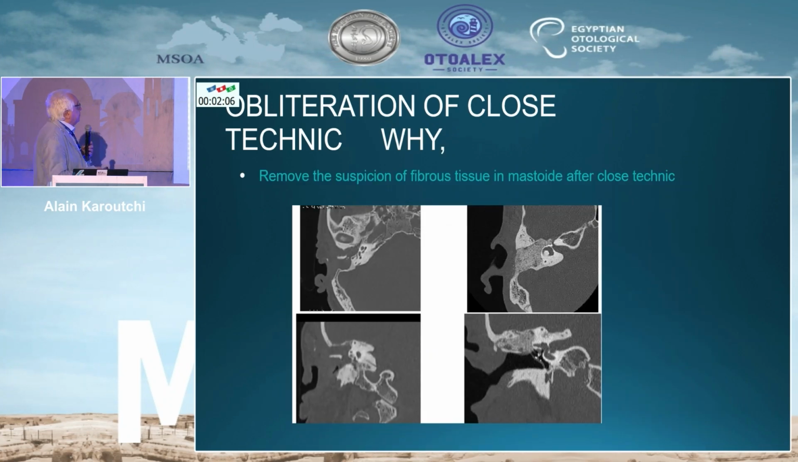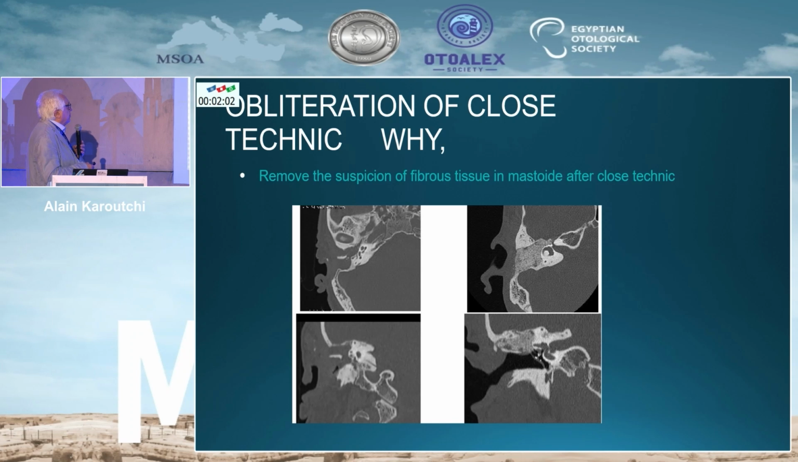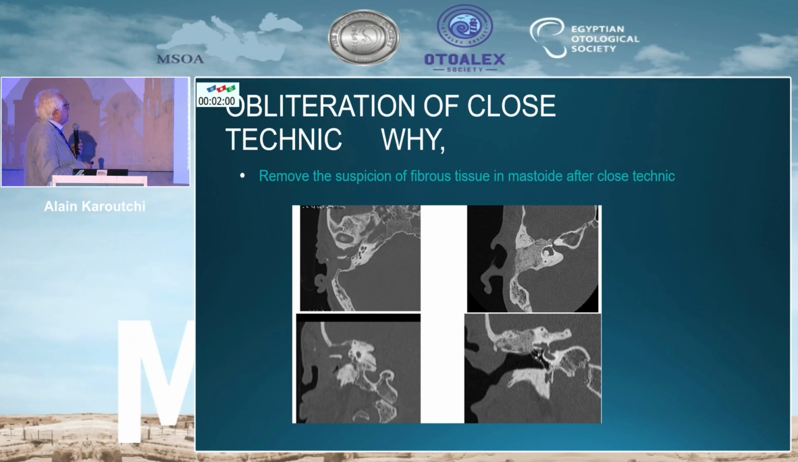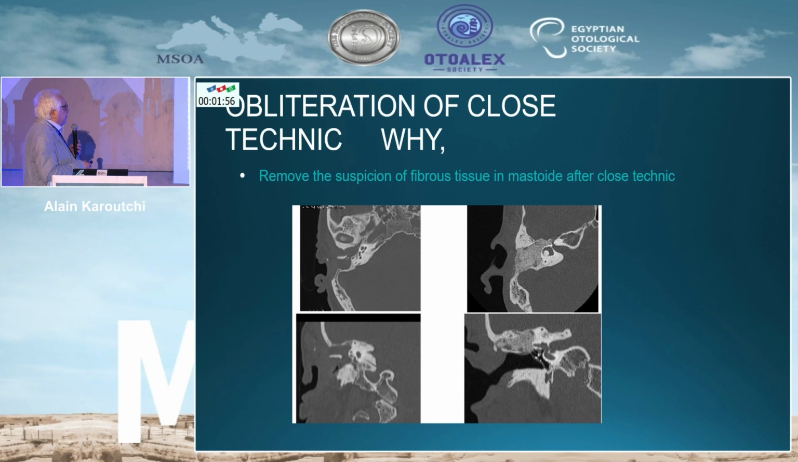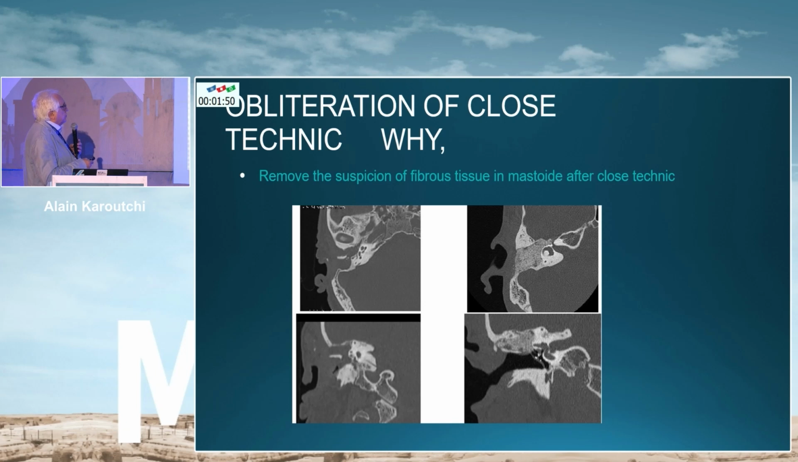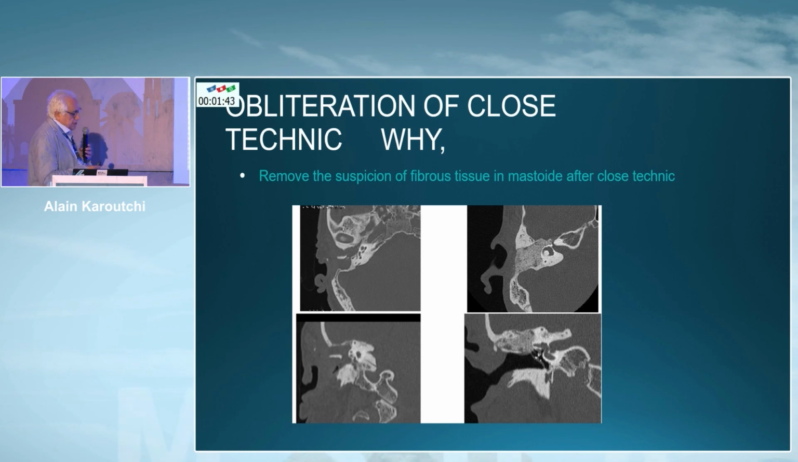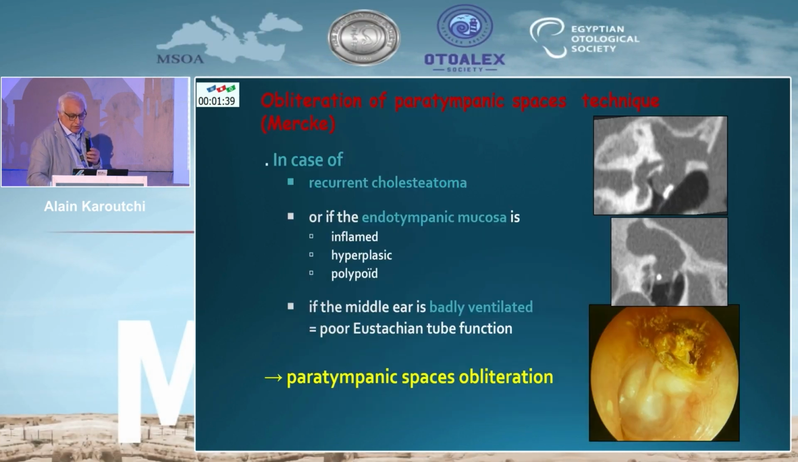And why also? Because when you do a second look, you don't know at the beginning if it's fibrosis or recurrence of your cholesteatoma. In this case, you do a second look. But now with a technique with bone alive, you have an image like this, and you can see very well the difference, and you can avoid a second look.